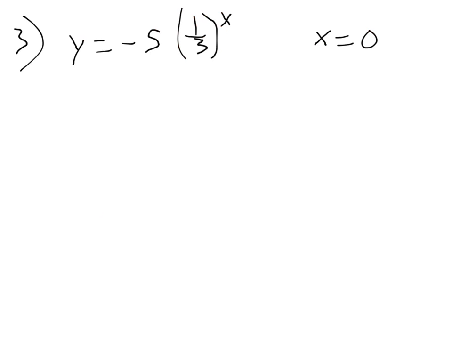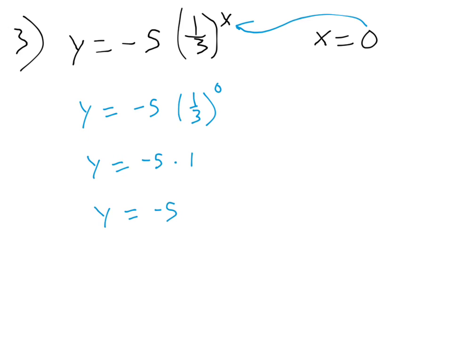And then we got something like this. Exponent being 0, you're going to put that up here. So you're looking at y is negative 5 times 1/3 to the 0th power. Anything to the 0 power is going to be 1. So you get y equals negative 5 times 1. And so that's just negative 5.